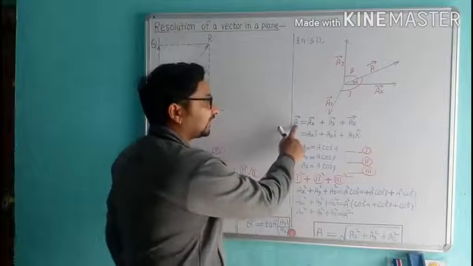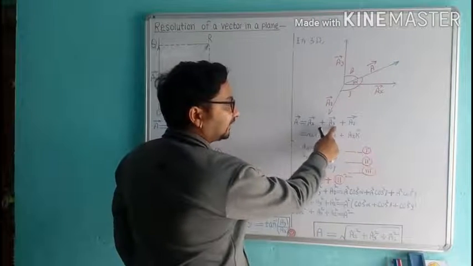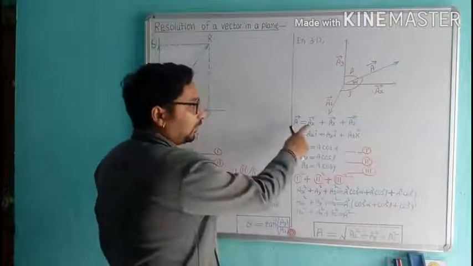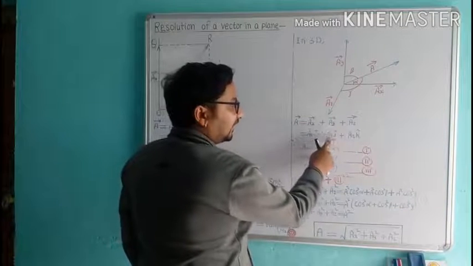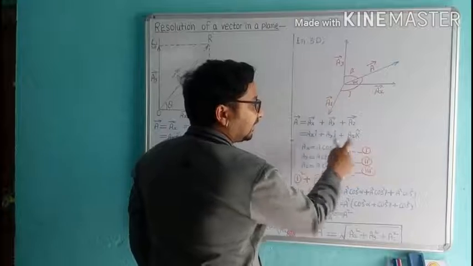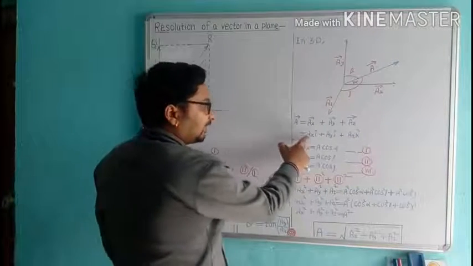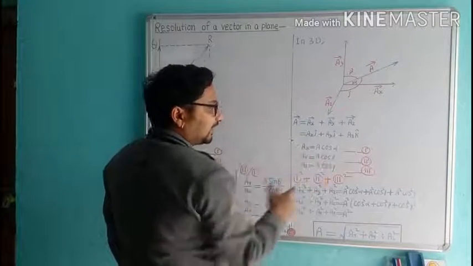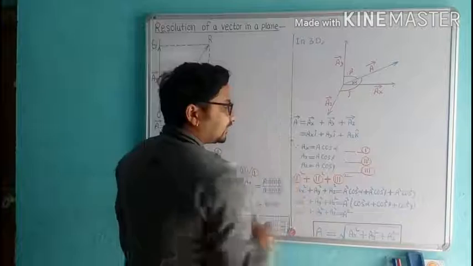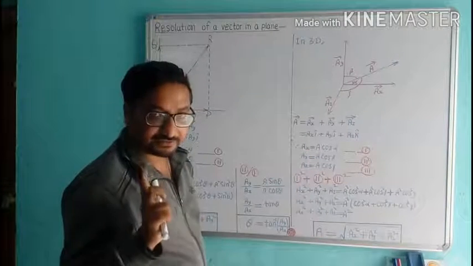So we can write vector A as the combination of its component vectors, that is Ax vector plus Ay vector plus Az vector. Now we can write Ax vector as Ax i cap, Ay vector as Ay j cap and Az vector as Az k cap. Now here the value of Ax is equal to A cos alpha, Ay is equal to A cos beta and Az is equal to A cos gamma, where cos alpha, cos beta, cos gamma are direction cosines.